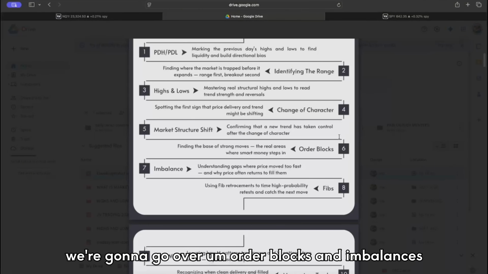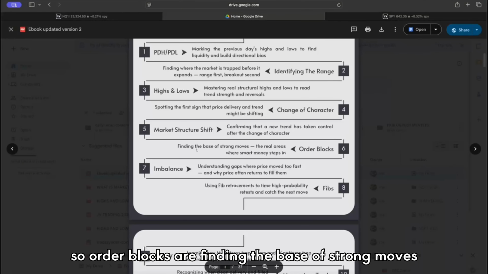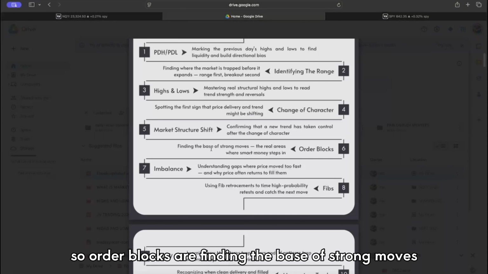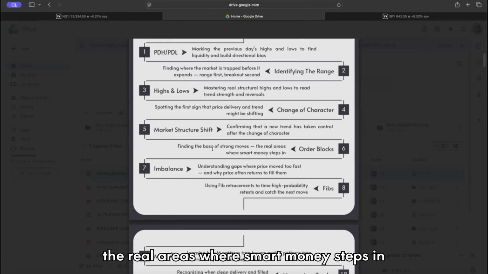We're going to go over order blocks and imbalances. Order blocks are finding the base of strong moves, the real areas where smart money steps in. Imbalances is just understanding gaps where price moves too fast, meaning a manipulated move either up or down. So this is a cheat code I want you guys to remember.